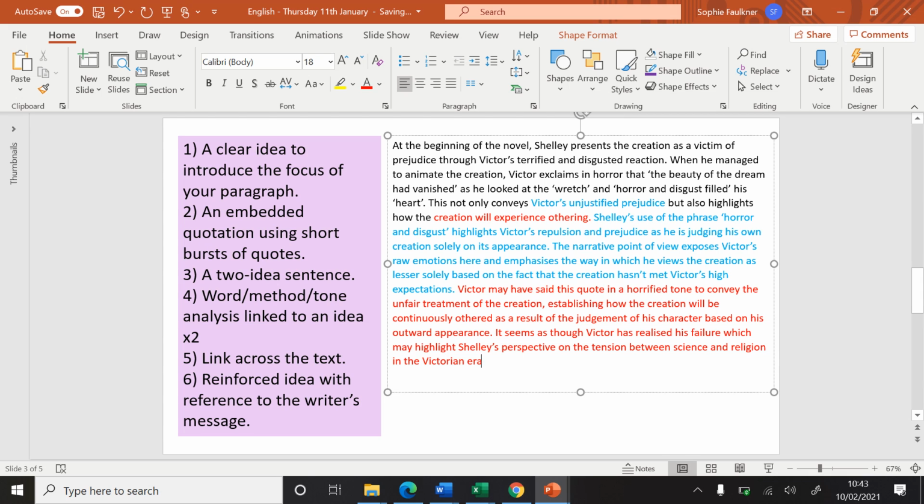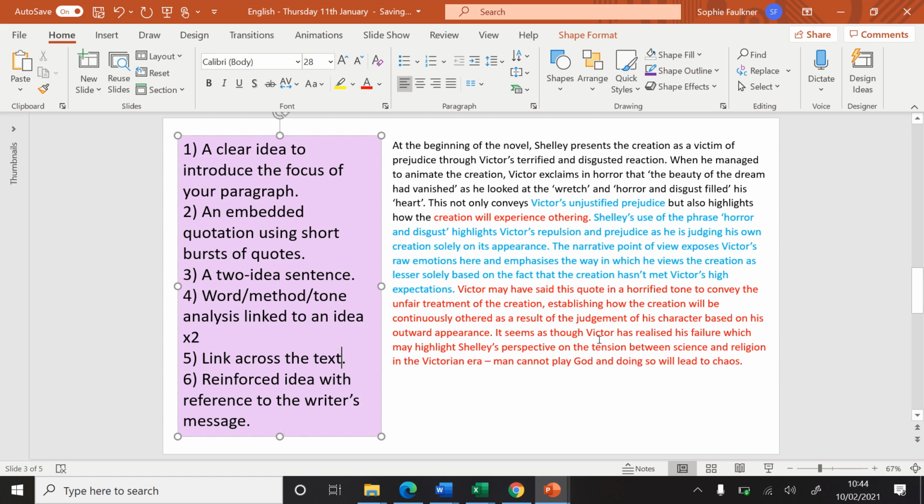We have touched on this before, we will look at it in more detail, but the idea that science and religion were at odds, and that age-old tension as to who has the most power and who has the right to give and take life between science and religion in the Victorian era. It seems that Victor has realised his failure, which may highlight Shelley's perspective on the tension between, and I'm just going to write, man cannot play God. This is one of her messages, and doing so will lead to chaos.